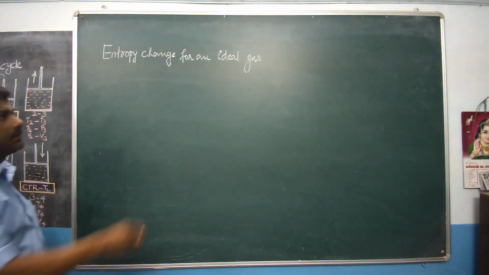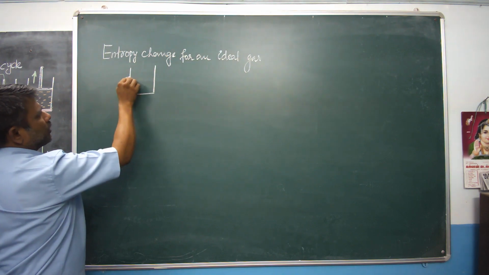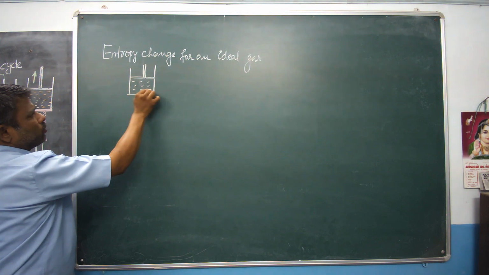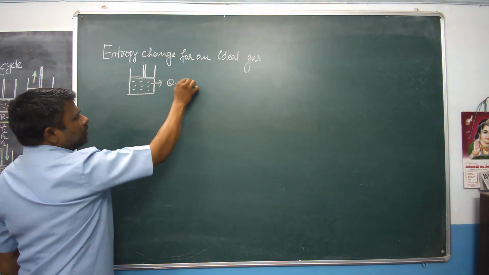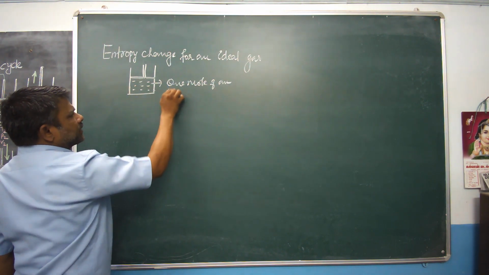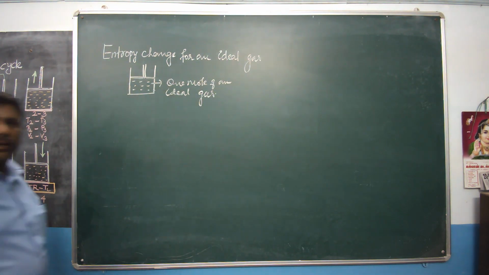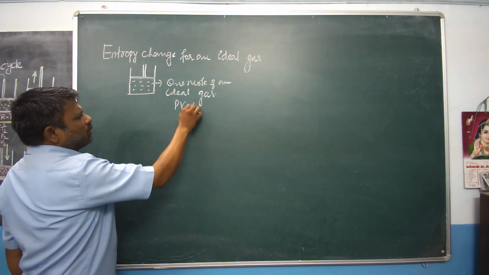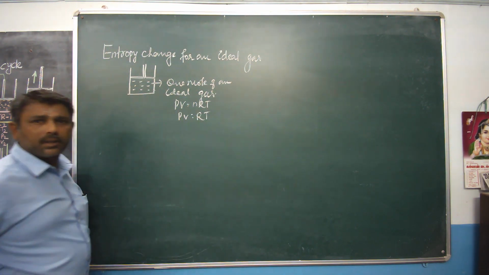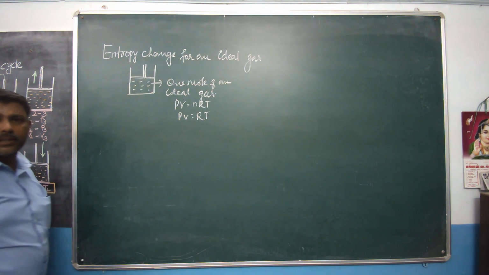Let us consider a piston cylinder arrangement. It contains 1 mole of an ideal gas. Since n is equal to 1, PV is equal to nRT, hereafter PV is equal to R into T. Clear? Now the gas is allowed to expand.